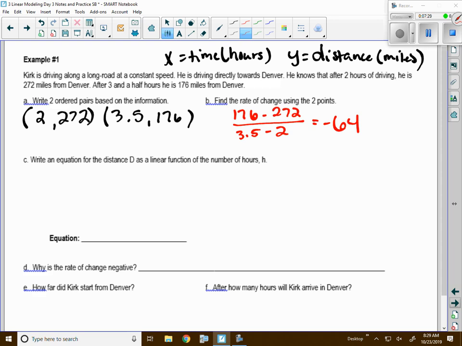Every hour, he travels 64 miles. Okay, or you could say he's going 64 miles per hour. Now, why is it negative? Yes, he's losing distance from Denver, so he's getting closer to his destination. Okay, so we'll just make a little note of that.